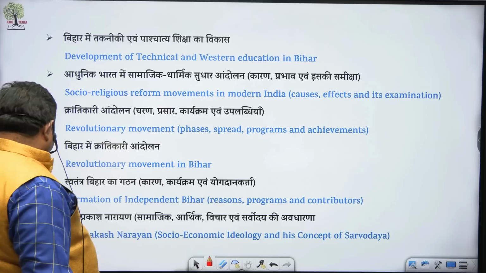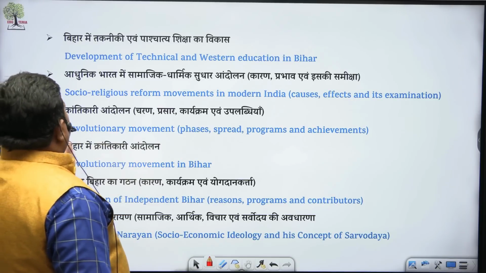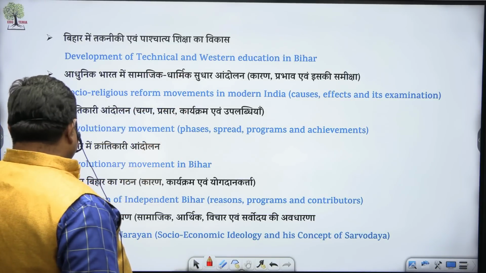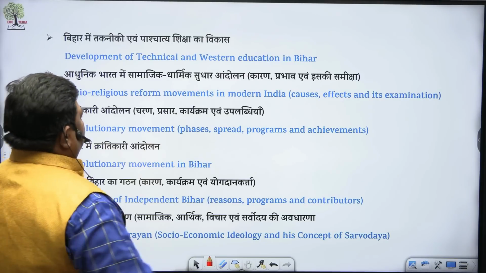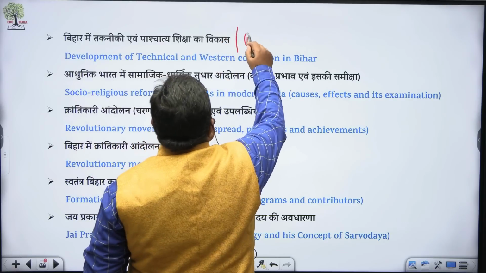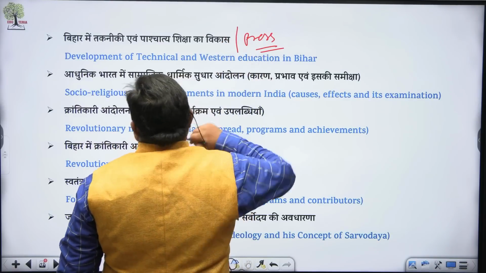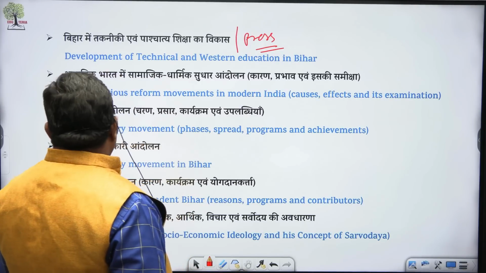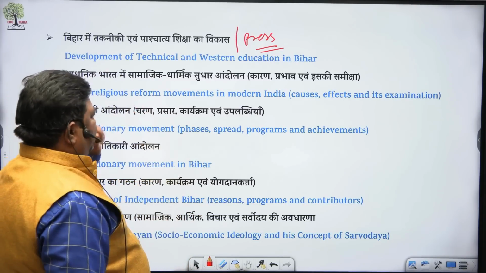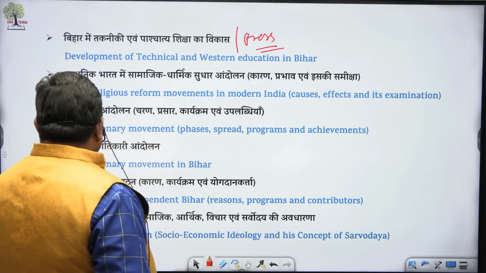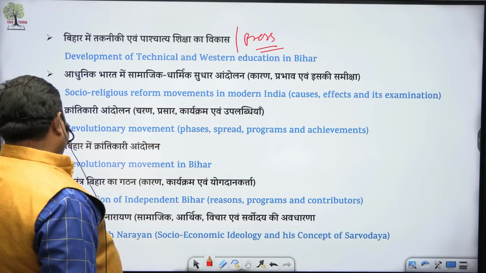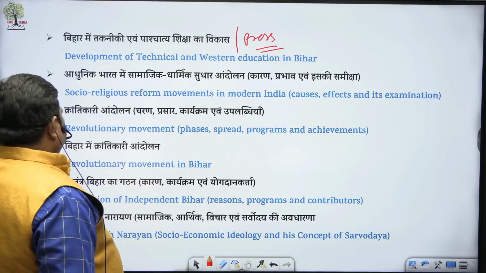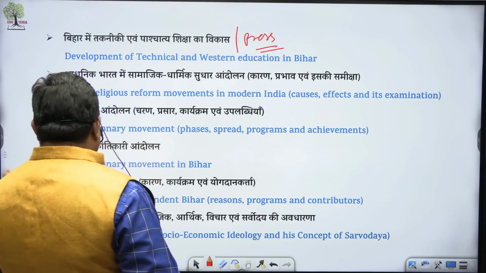It is quite a favorite in BPSC. Yes, development of technical and Western education. One aspect that is missing is the development of the press in Bihar; they might ask you about press and journals also, because I have seen that. So that also we will be discussing in the class. Then socio-religious reform movements; they have not asked much, but they might ask if it is concerned with Bihar.